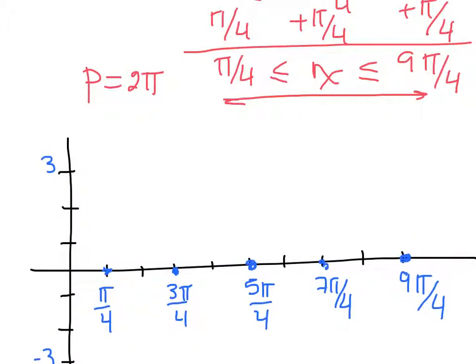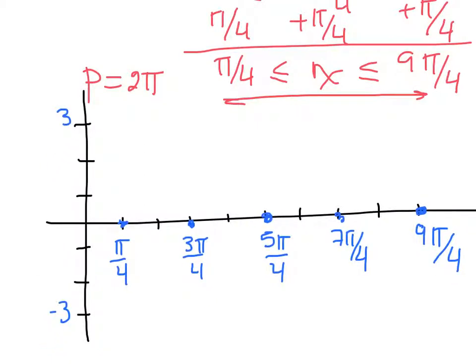Sine of pi over 4 is going to give us 0. Sine of 3 pi over 4 is going to give us a 3. Sine of 5 pi over 4 is 0. Sine of 7 pi over 4 is going to give us -3. And sine of 9 pi over 4 is going to give us a 0. Now this is how a sine function should look.